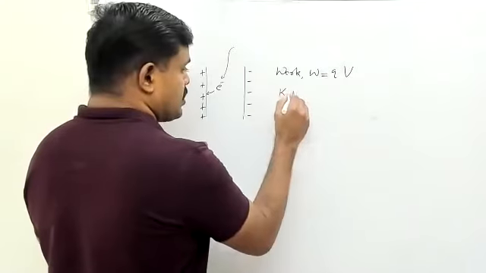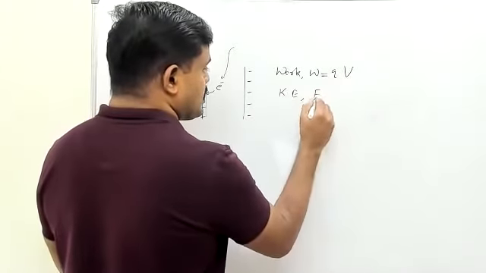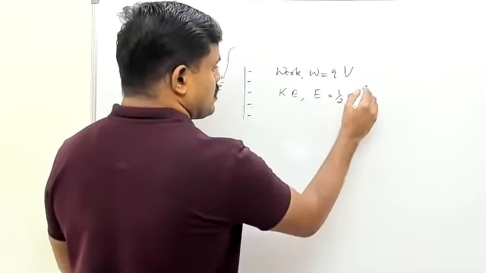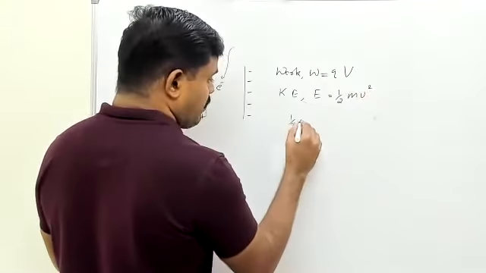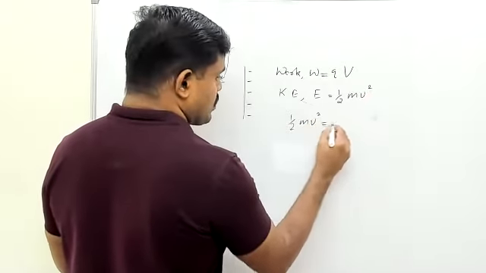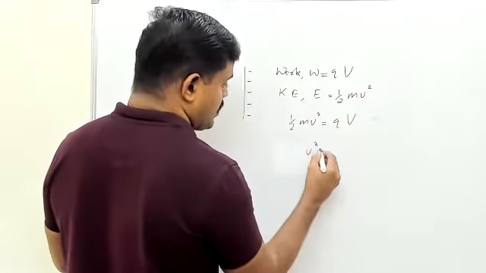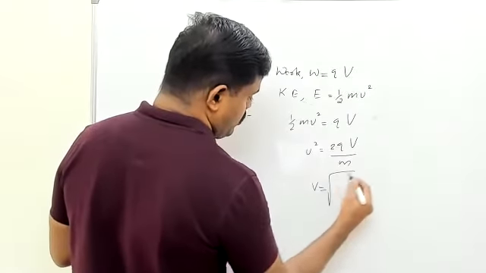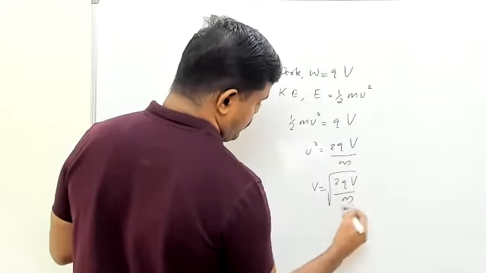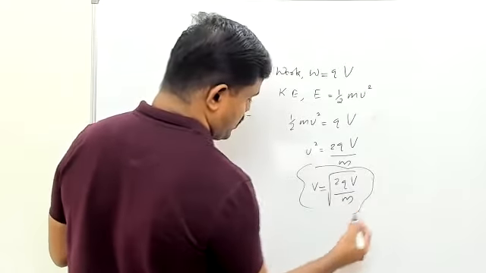Then kinetic energy. Kinetic energy is equal to half mv square. Then get an equation by connecting these two. Half mv square is equal to Q times V, or v square is equal to 2QV over m, or v will be equal to root of 2QV over m. This equation is to be learned by heart.